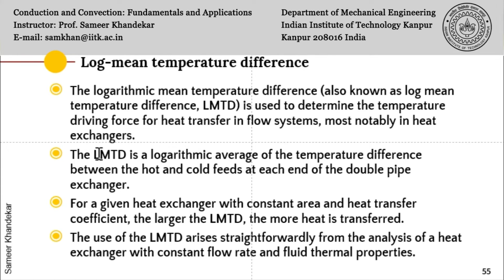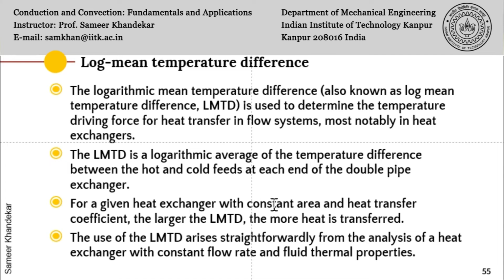So what is LMTD? The LMTD is the logarithmic average of the temperature difference between the hot and the cold feeds at each end of the double pipe heat exchanger. So when you have hot and cold fluid entering at one end, for example in a parallel flow heat exchanger, or in a counter flow heat exchanger, if you remember, the hot fluid, if it enters from the left, then the cold fluid will enter from the right hand side. So please remember those qualitative temperature profiles of a parallel flow double pipe heat exchanger and a counter flow double pipe heat exchanger.